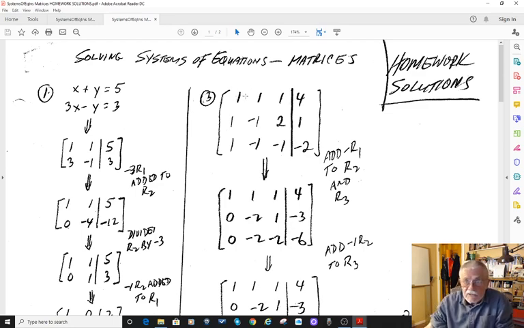All right, this was x plus y plus z equals 4. This was x minus y plus 2z equals 1. And this was x minus y minus z is -2. Okay, so I did that correctly.